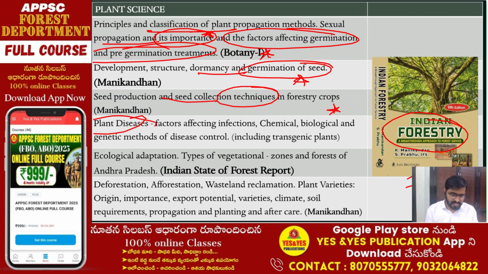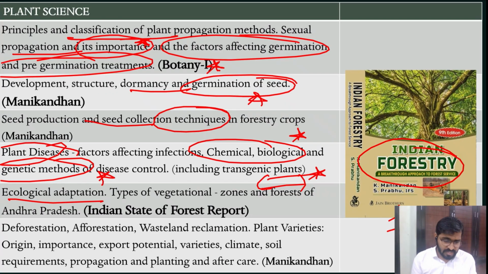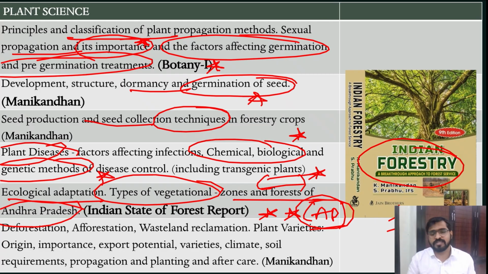And plant diseases and chemical, biological and genetical methods of disease control: for this I will be taking lectures, and you have to rely upon some other web notes, websites or other lectures. For ecological adaptation, types of vegetation zones and forests of Andhra Pradesh, the Forest Survey of India releases the India State of Forest Report once every two years. In this report there is a section for Andhra Pradesh, with different vegetation classifications and zones. You can refer to this.